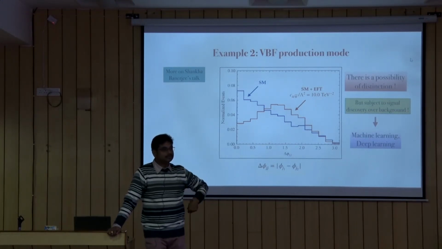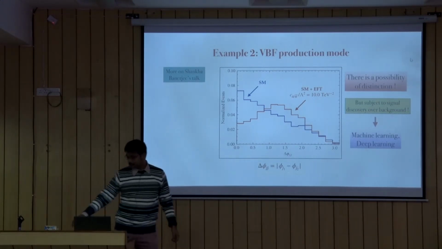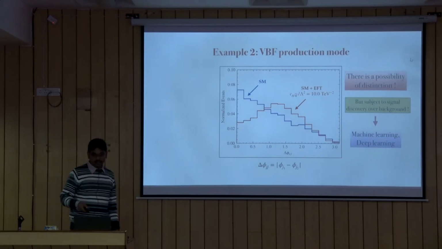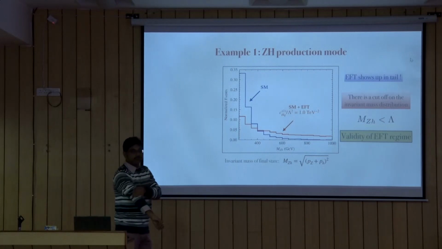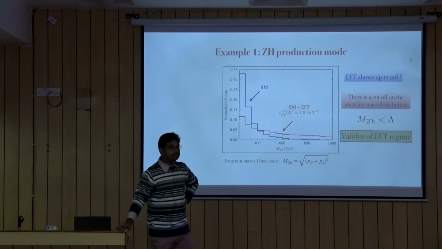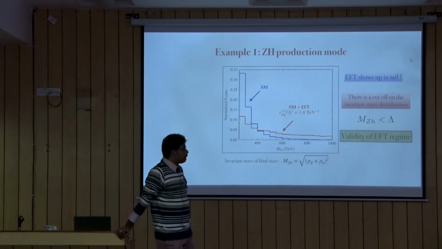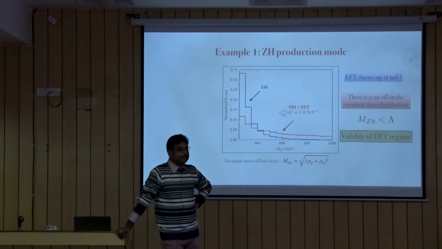Can you go to the slide with the minimum mass for the Higgs? Correct. Okay, so here in the tail, the red plot is for EFT, right? So it is for the 1 by lambda square contribution. That means the 6-dimensional operator is contributing significantly, right?